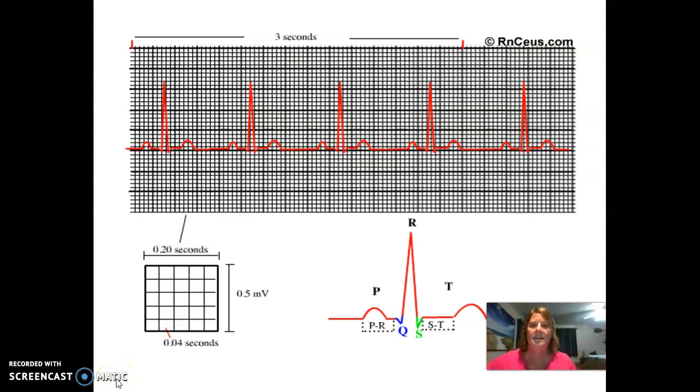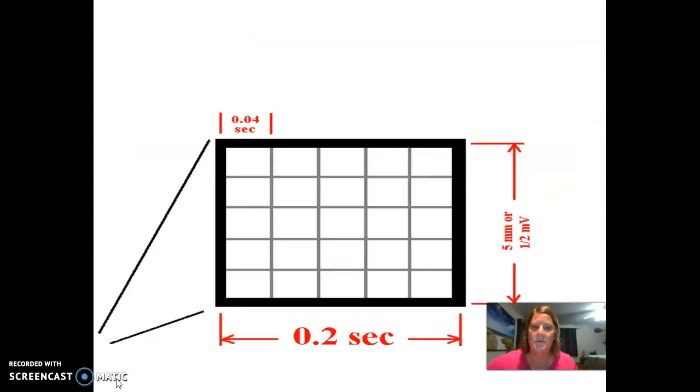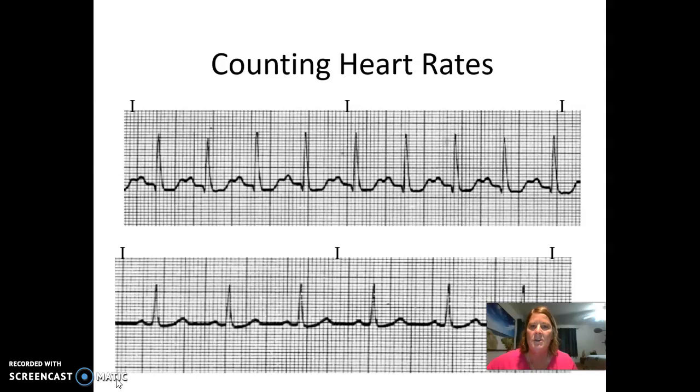So we're going to go ahead and look at some different strips now and see if we can look at how we're counting our heart rates and how we're measuring our intervals in more detail. So when we're counting our heart rates, as I mentioned, between two hash marks is 3 seconds. So between two sets of them would be 6 seconds. So if I measure from here to here, it would be 3. If I measure from here to here, I have 6 seconds.